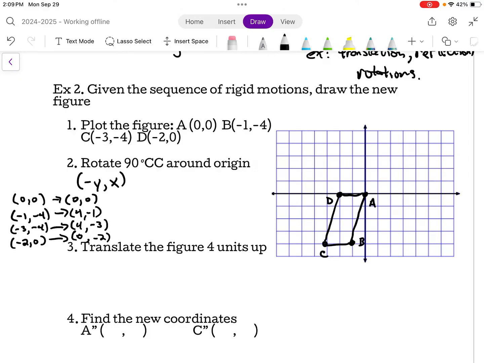So when I'm doing this now, I'm going to plot these 4 new points, and that will consist of my rotation. So 0, 0 stays right where it's at, 4, negative 1, which would end up being B prime. This is also A prime right here. 4, negative 3, this is C prime. And then 0, negative 2, and that's D prime.